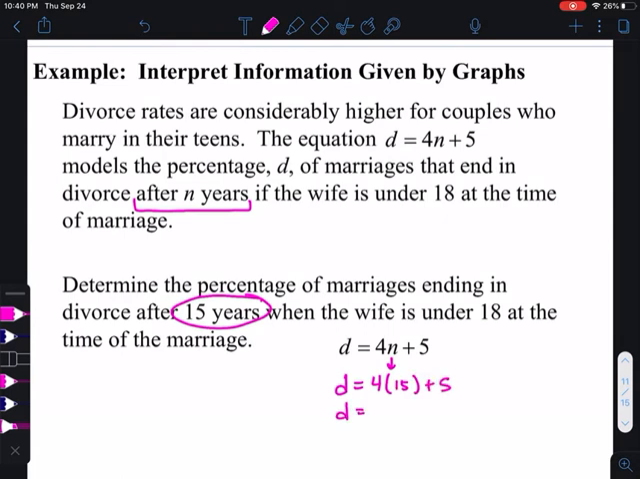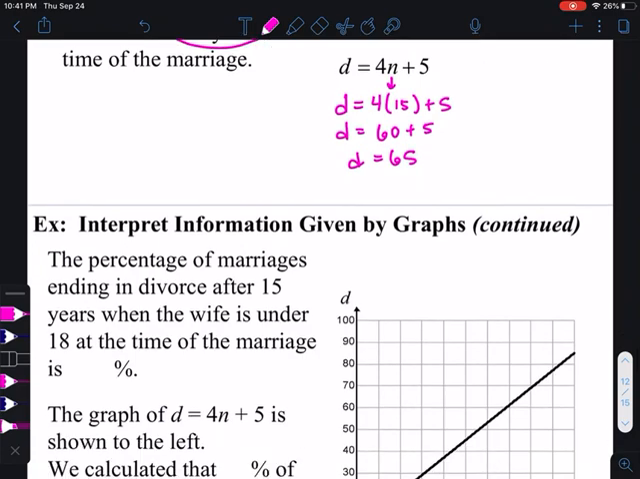So we have a 4 times a 15. So that gives us what? We got 60 plus 5. We have D is equal to 65. Now D was the percentage of divorces. So after 15 years, we're looking at a 65% chance of divorce. So let's see what happens on the next slide.